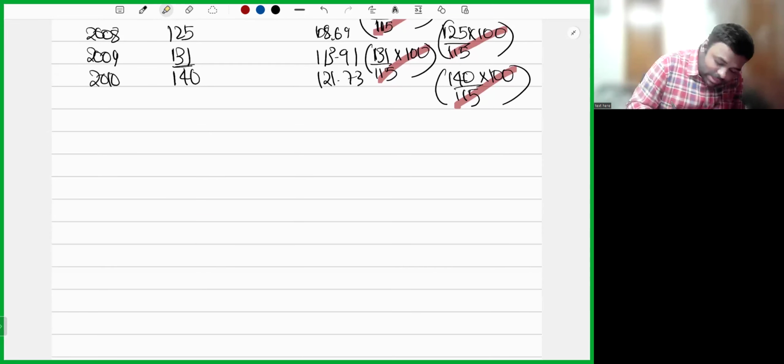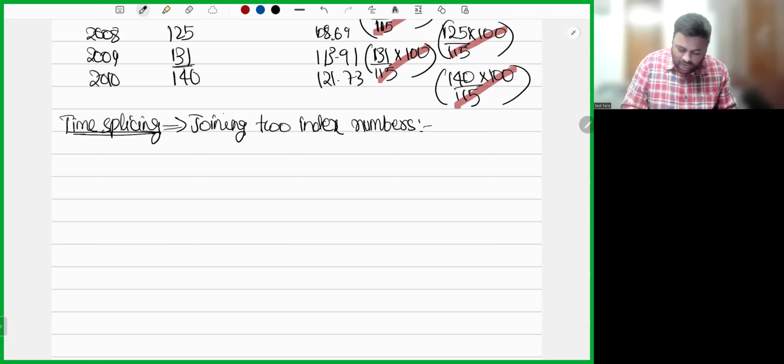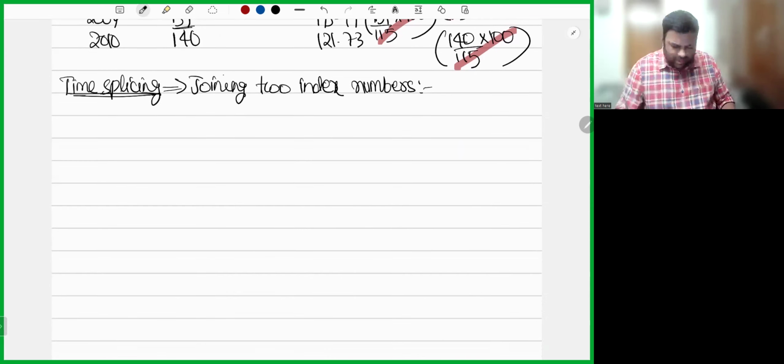Now, what is this time splicing? The time splicing concept is similar to base shifting. Time splicing means joining two index numbers. If you join two index numbers, you call it time splicing. Let me give you an example.